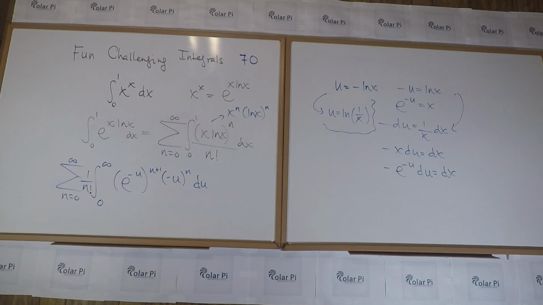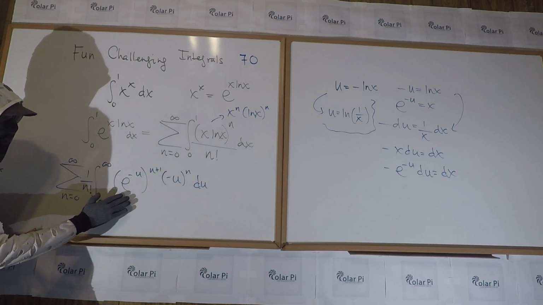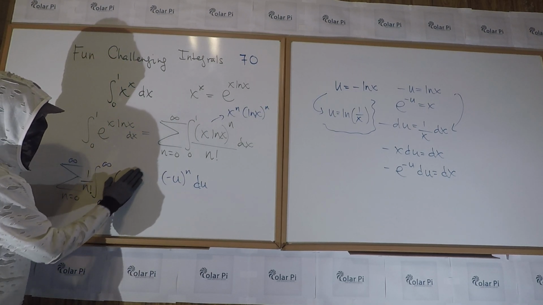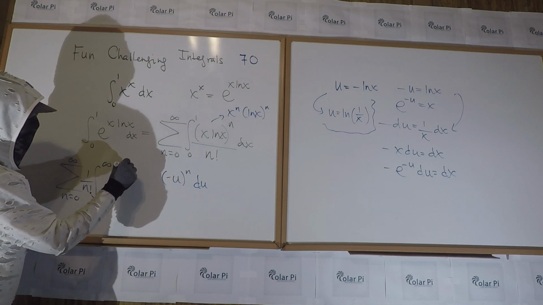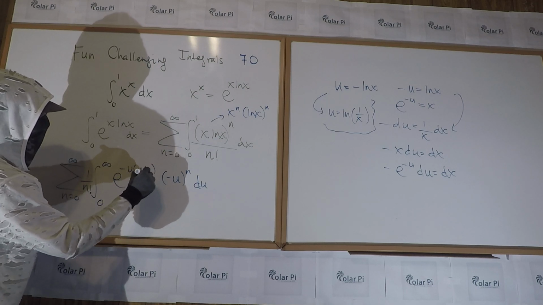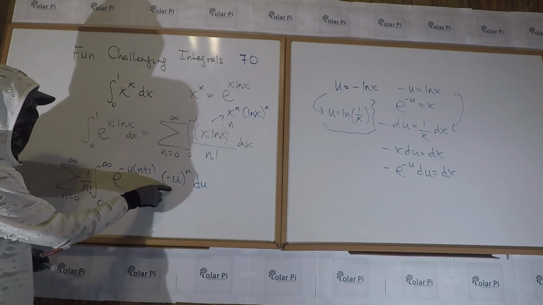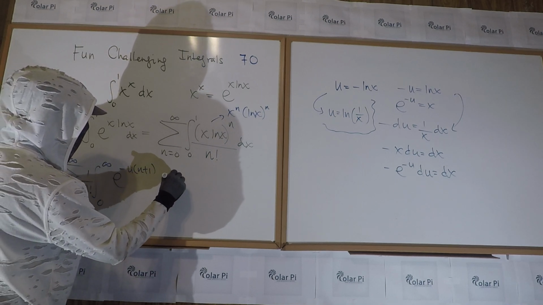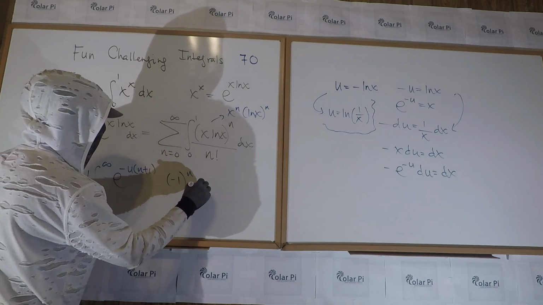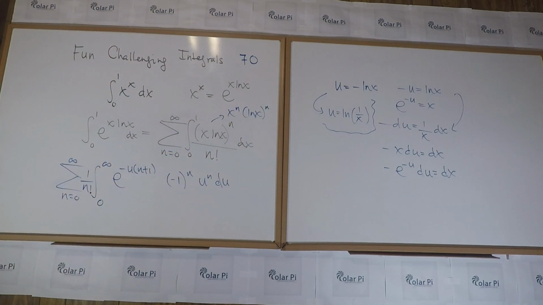Okay, cool. And this here is e to the minus u times n plus 1. I prefer to write that as e to the minus u times n plus 1. Also, negative u to the n is negative 1 to the n times u to the n. And of course, I still have du after it.